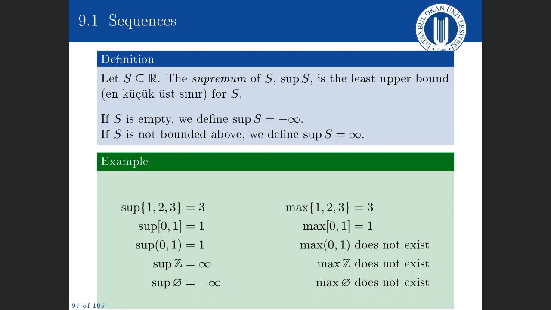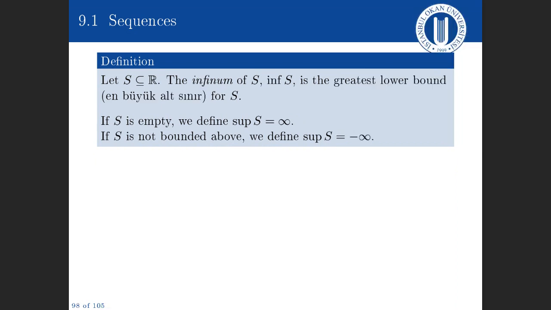As long as the maximum exists, it's the same as the supremum, but if the maximum doesn't exist, we might still have a supremum. We also have a smarter or more clever minimum, and this is called the infimum. This is the greatest lower bound. And again, if S is empty, we define the infimum of S to be infinity. And if S is not bounded below, we define the infimum of S to be minus infinity.